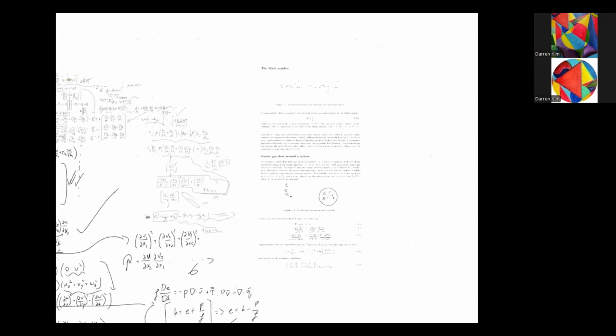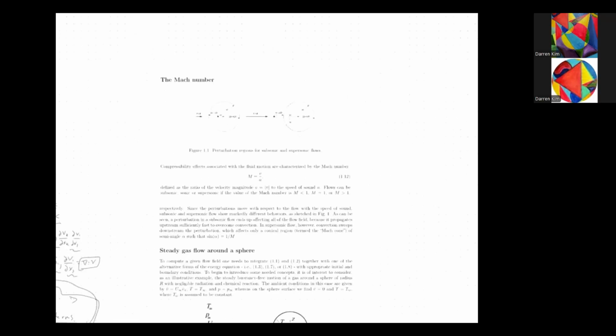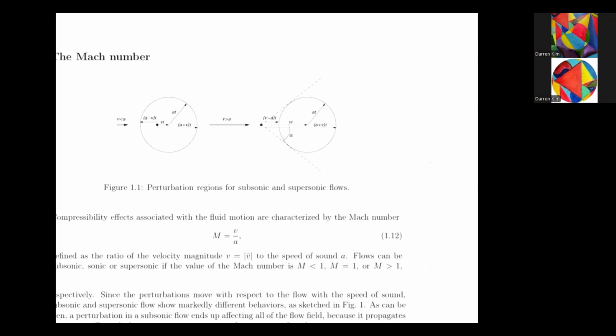The Mach number, 1.1, propagation of regions of subsonic and supersonic flows. Okay, so when we have V less than A, this is what happens, and we have V greater than A, this is what happens. That is true. That is correct. That is totally on point. Yes.